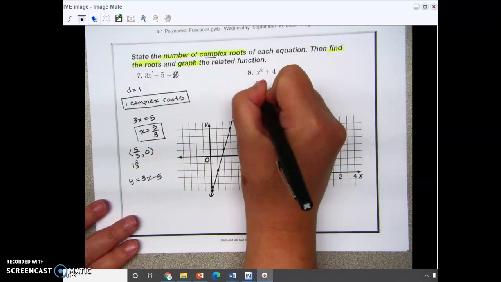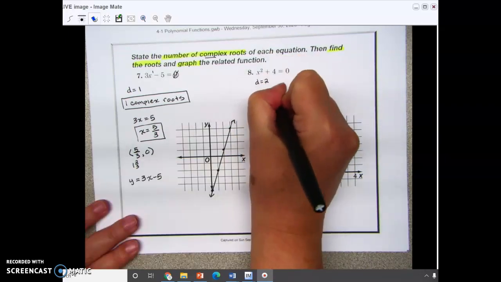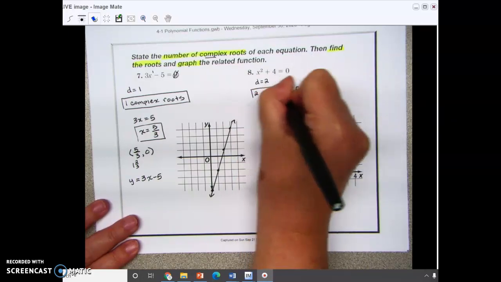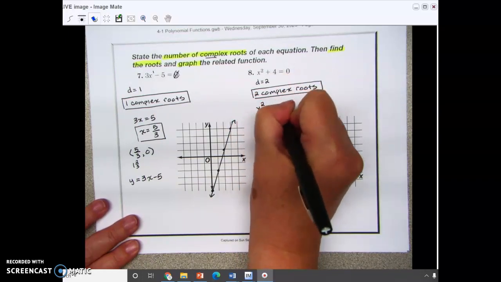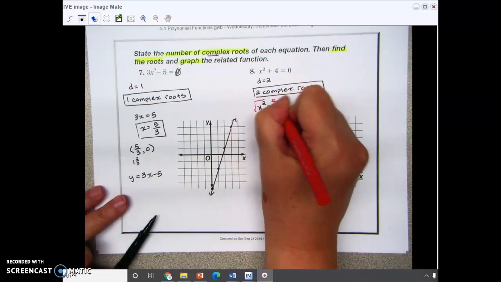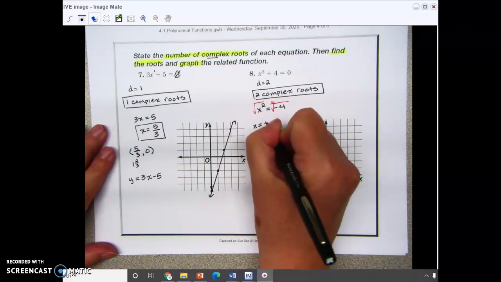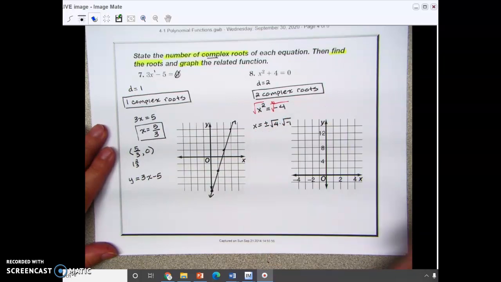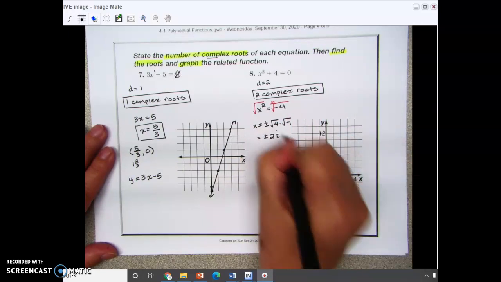So we have a degree of 2 in this function, so that means that I have 2 complex roots. Okay, so if I go to solve this equation, that means I have x squared is equal to -4. And if I take the square root of both sides, plus or minus, do you see that this is really saying that x is equal to plus or minus the square root of 4 times the square root of -1? So the square root of 4 is 2, and the square root of -1 is i.